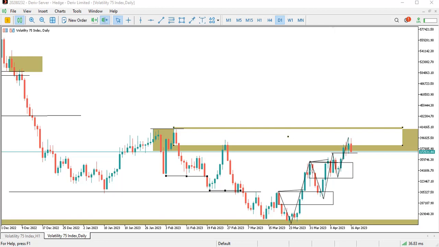So now what do we expect now? Remember, I said this is a stop and break here. This is not a full break. This is a stop and break here. So you have to apply the stop hunt entry technique to take your trades here.